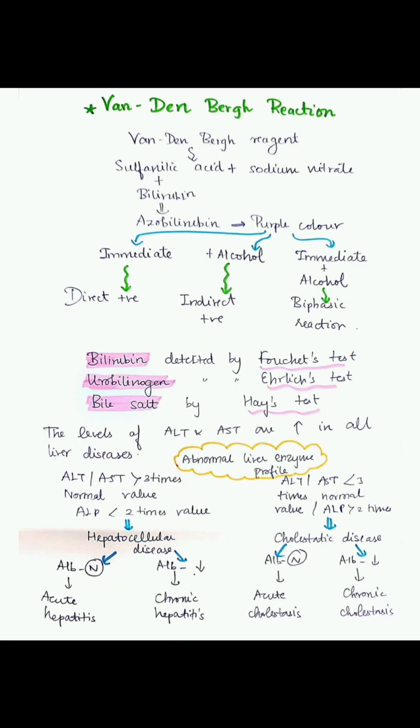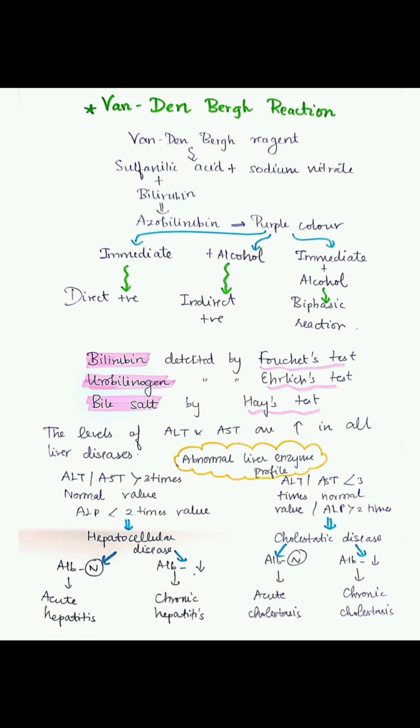Next we will see about the van den Bergh reaction. It uses a reagent called van den Bergh reagent, which is a combination of sulfanilic acid and sodium nitrite. The sulfanilic acid binds with the bilirubin and forms azobilirubin, which is purple in color. If the purple color is formed immediately, it means a direct positive reaction. If it forms only after adding alcohol, it is an indirect positive reaction. If it is both immediate and on addition of alcohol, it is called a biphasic reaction.